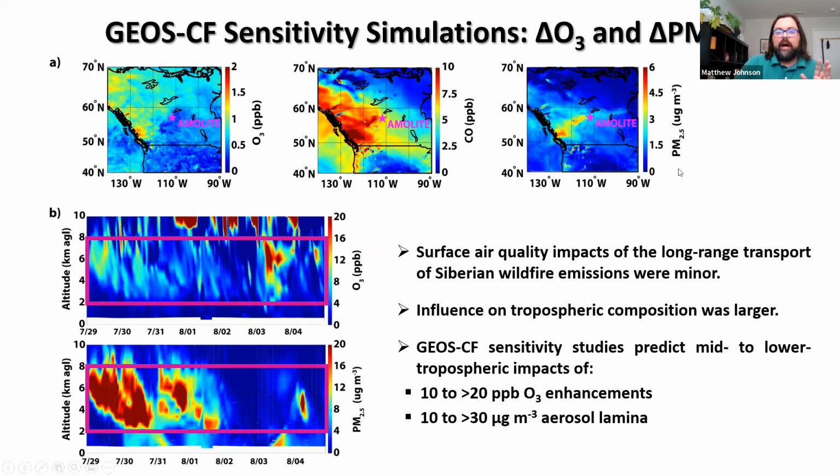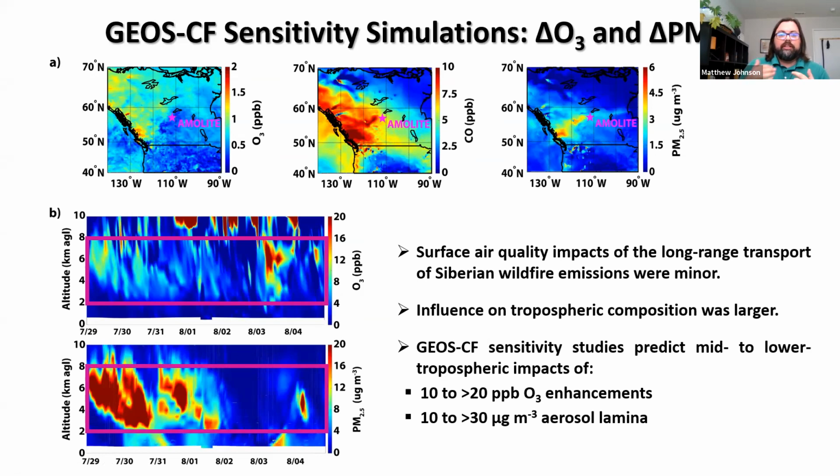So what I'm showing at the top here is the summer 2019 average enhancements of ozone, CO and PM2.5. And this is at the surface. And then once again, I'm showing the Ammonite location. So what we noticed from in situ data at the surface, and the model as well, is that these surface impacts were actually much smaller than expected.